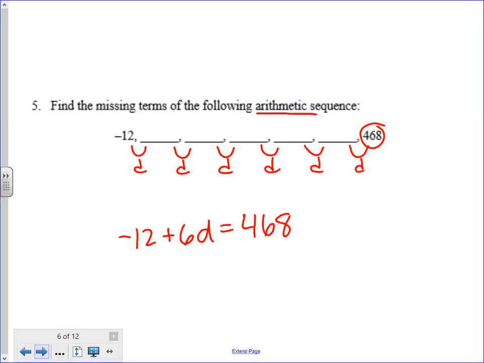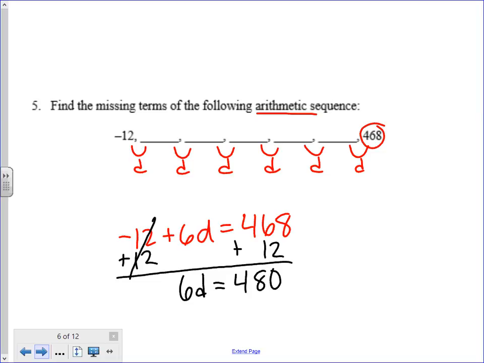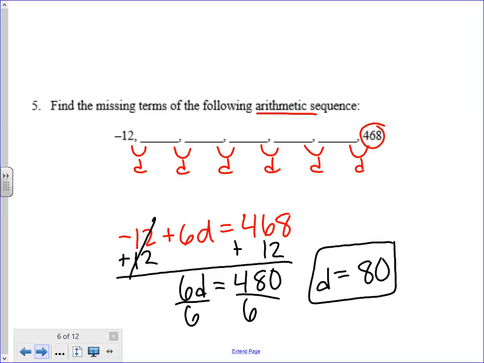Now again, I solve this equation for d. That'll be the common difference, and I can fill in all the blanks. So I'm going to add 12 to both sides. So 6d equals 480, divided by 6. And I end up with a common difference of 80 here.